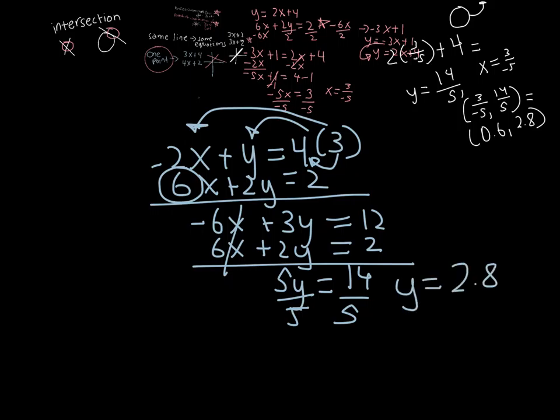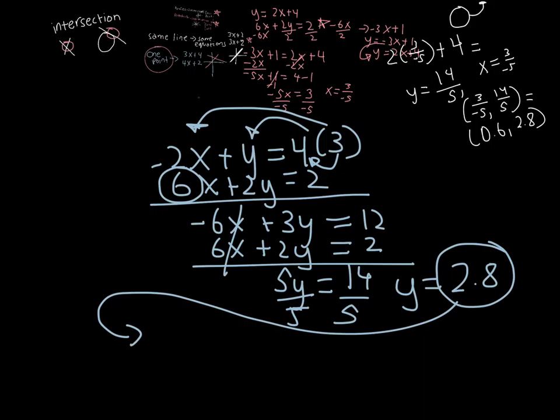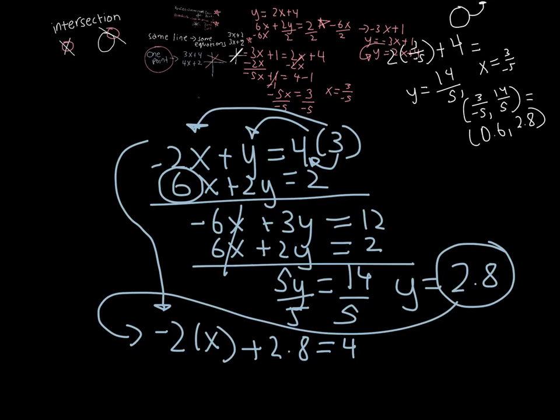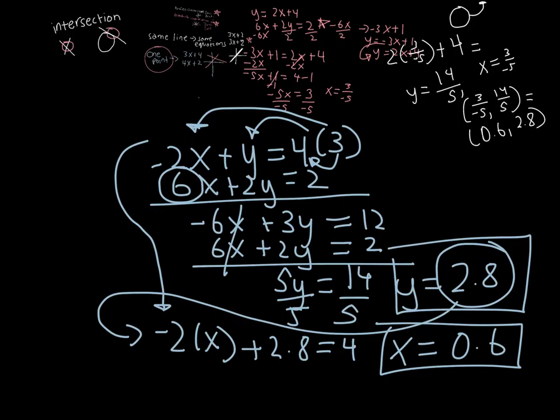And now you can substitute this back into one of the equations. So I'm going to substitute it back into negative 2x. This is this equation right here. Negative 2x plus 2.8 equals 4. And when you do that and you solve it, you'll end up getting x equals 0.6. So essentially, you get the exact same thing as up here.